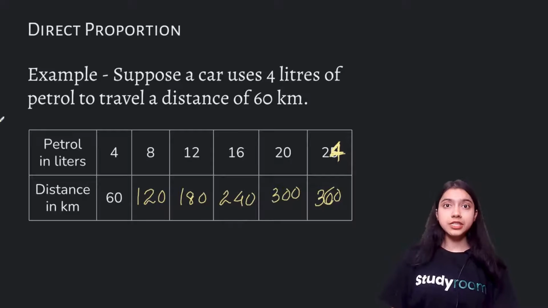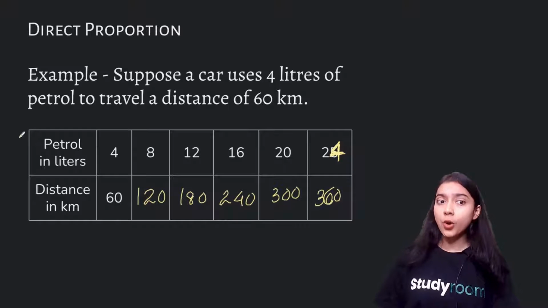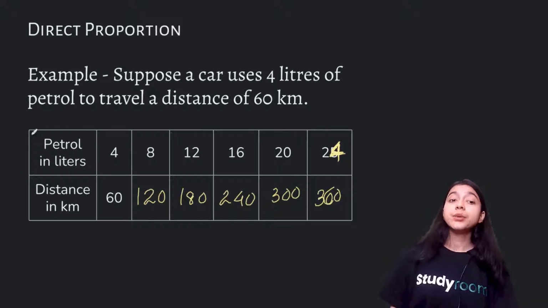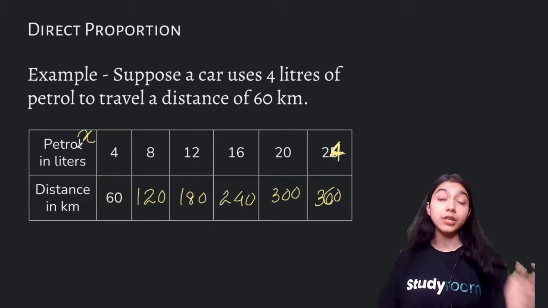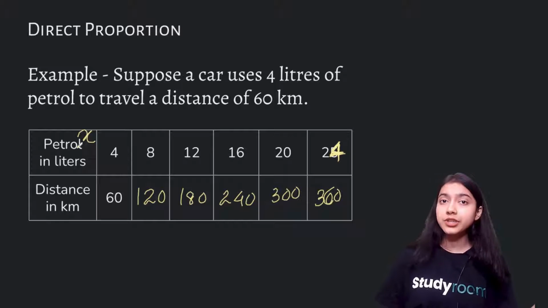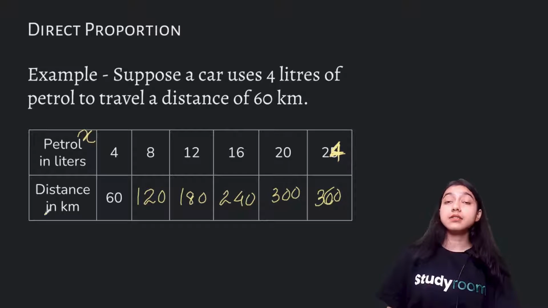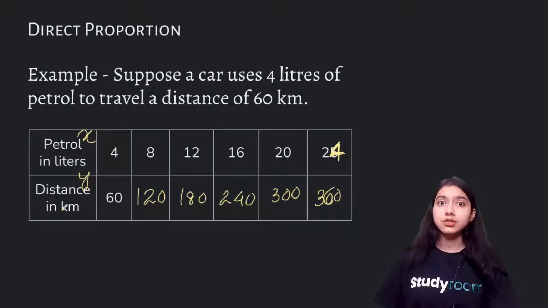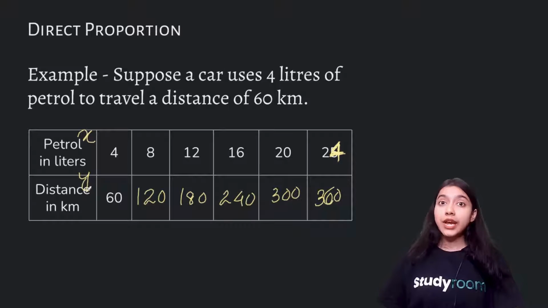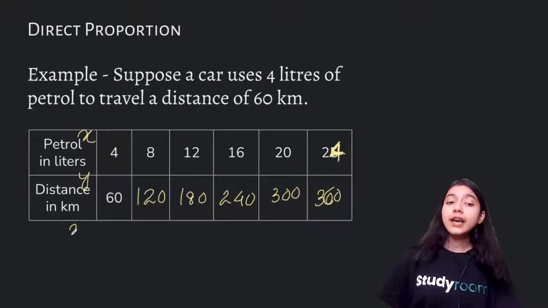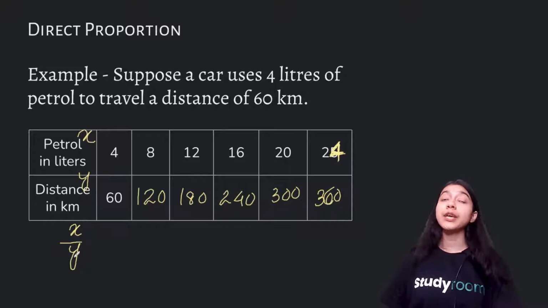Now that we have solved this problem, let us try making an observation. Let us consider the petrol in liters as a variable x because it is keeping on changing. And let us take this distance in kilometers as y. Again, another variable because the distance traveled is also changing. It is not constant. Now, let us try doing one thing. That is taking out the ratio of these two variables. That is x by y.